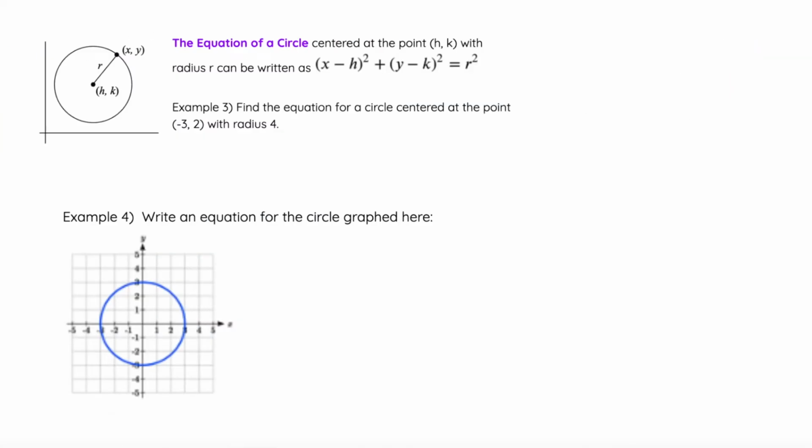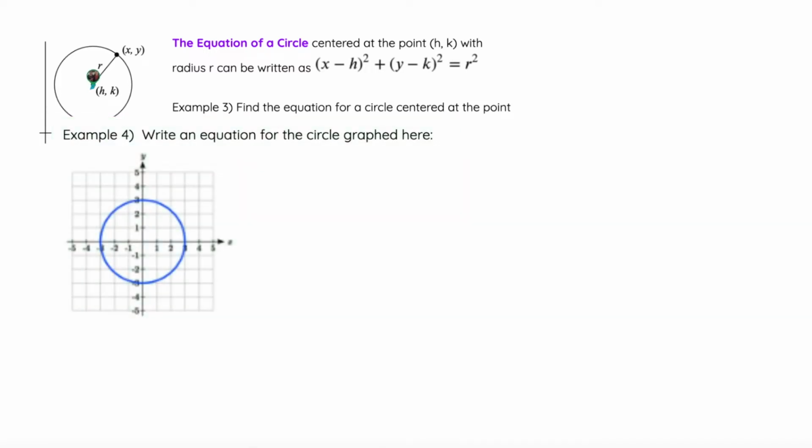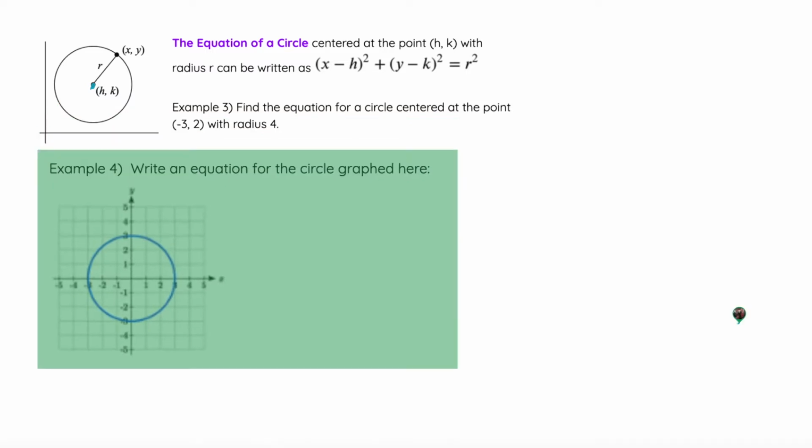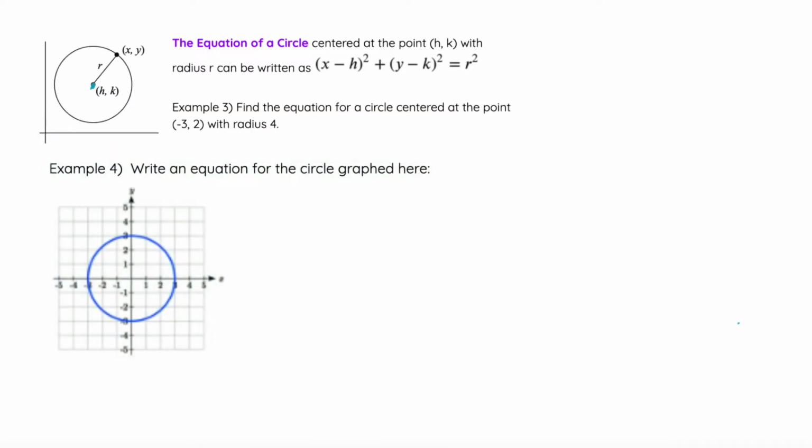On the next page, we're going to talk a little bit about the equation of a circle. When we are centered at a point (h, k) and we are given a radius r, the equation is (x minus h) squared plus (y minus k) squared is the radius squared. In our example, find the equation for a circle centered at the point (-3, 2) with a radius of 4.